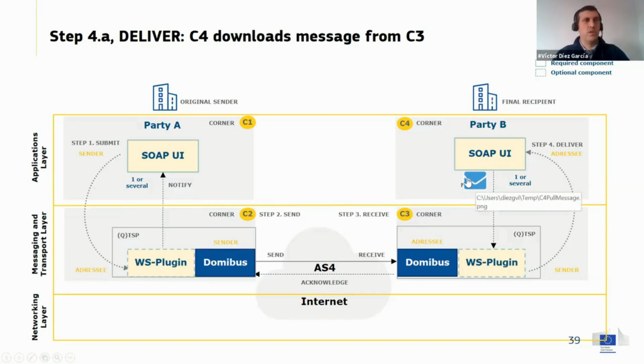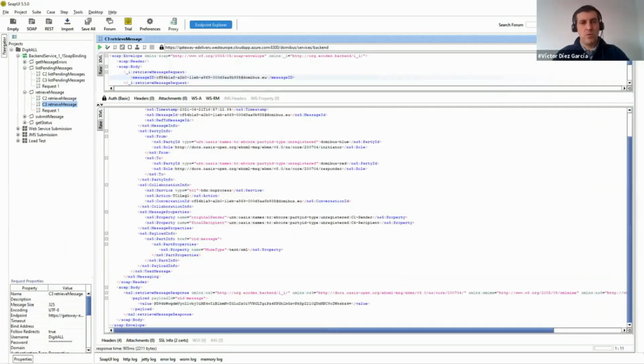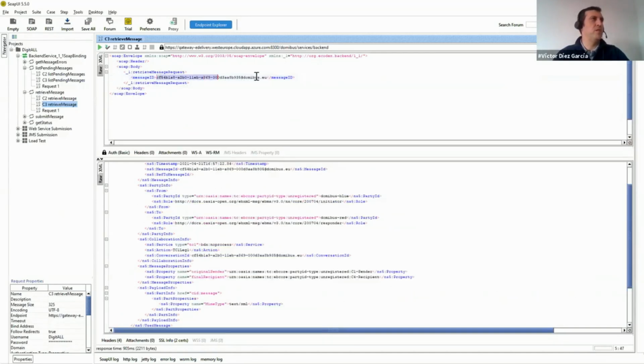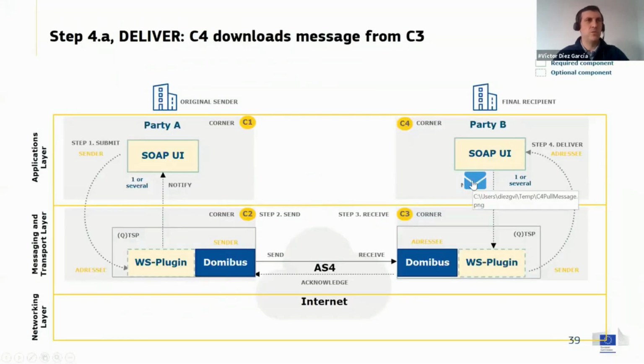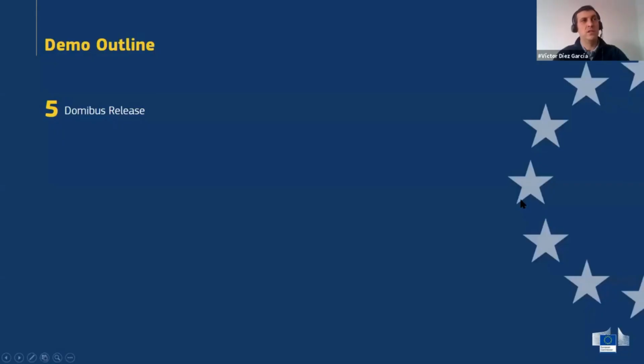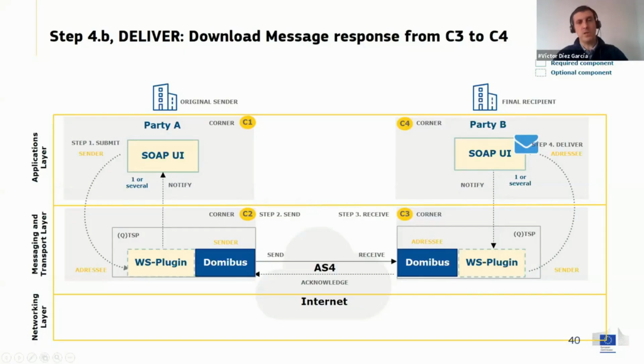So here graphically we see the request that we have sent. Okay, this will represent the request retrieve message. So C4 sends the request to retrieve the message. And corner 3 will dispatch the message that was received to it and then delete it. Okay.